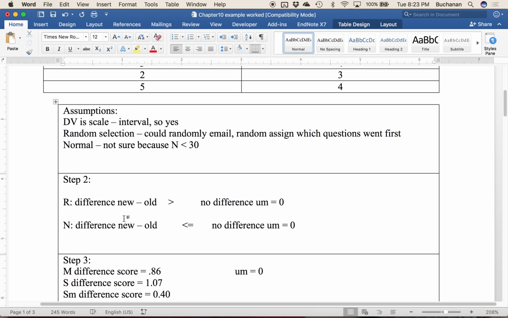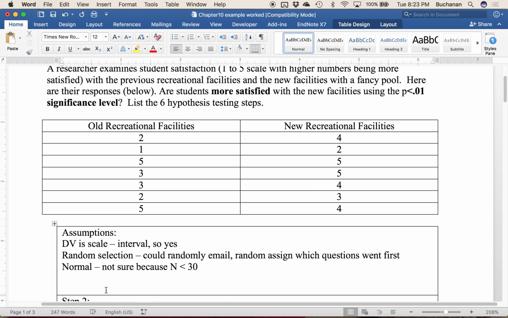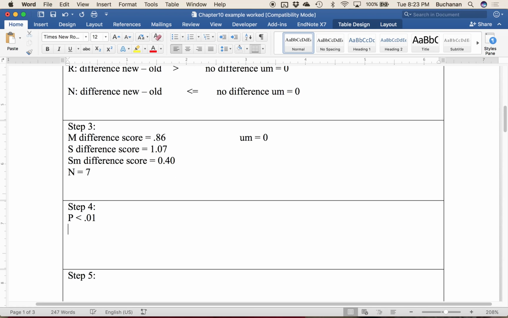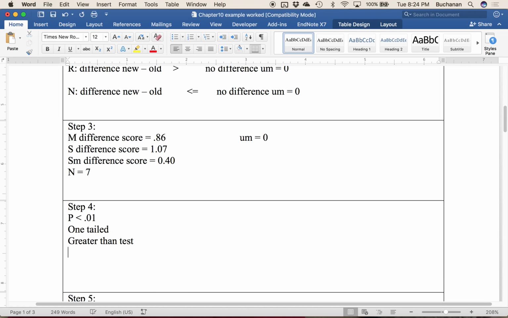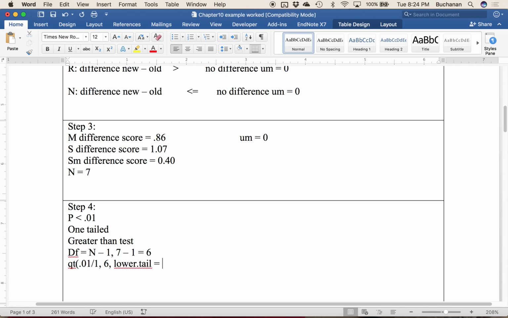Alright, so we're going to use p less than 0.01, because that's what it's suggested here. More satisfied is a one-tailed greater than test. So we're going to use qt, 0.01, divided by 1, basically, for a one-tailed test. Degrees of freedom goes here. So degrees of freedom, remember, is n minus 1. So that makes it 7 minus 1 in this case, which is 6. Set lower.tail to FALSE because I have a greater than test.